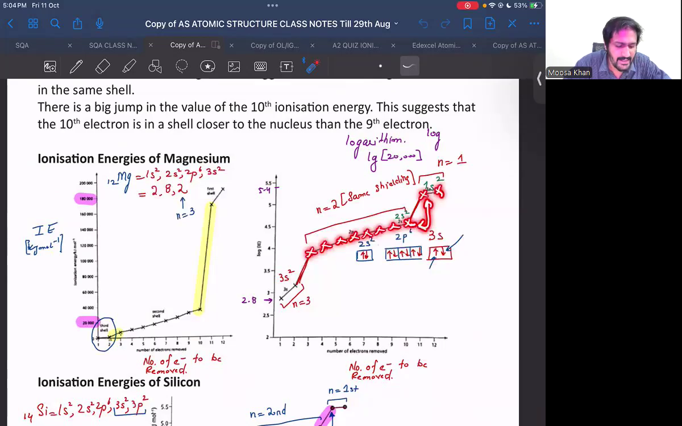So this suggests that now again the shell has changed. So the outermost shell would be the shell where you have removed the first electron. So the outermost shell has 2 electrons, which is the third shell of the magnesium atom. You guys getting my point?